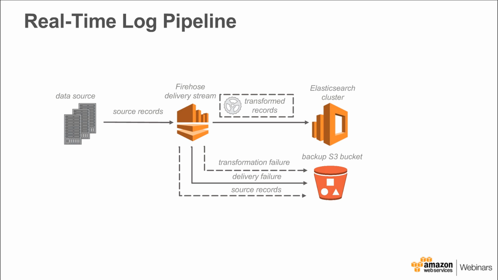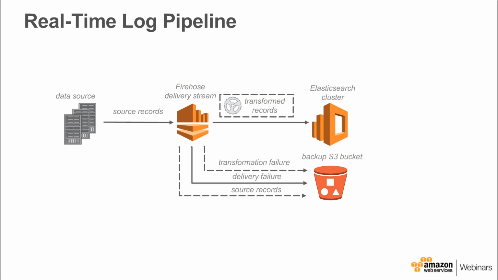The data source could be servers, mobile devices, or IoT devices. Firehose is designed to be highly scalable, so you can push data from hundreds of thousands of devices concurrently into a single Firehose delivery stream. Then in the middle of the picture is the Firehose delivery stream. It has a serverless transformation capability so you can clean up, transform, and properly format your data before you send it into the final destination, Elasticsearch in this case.